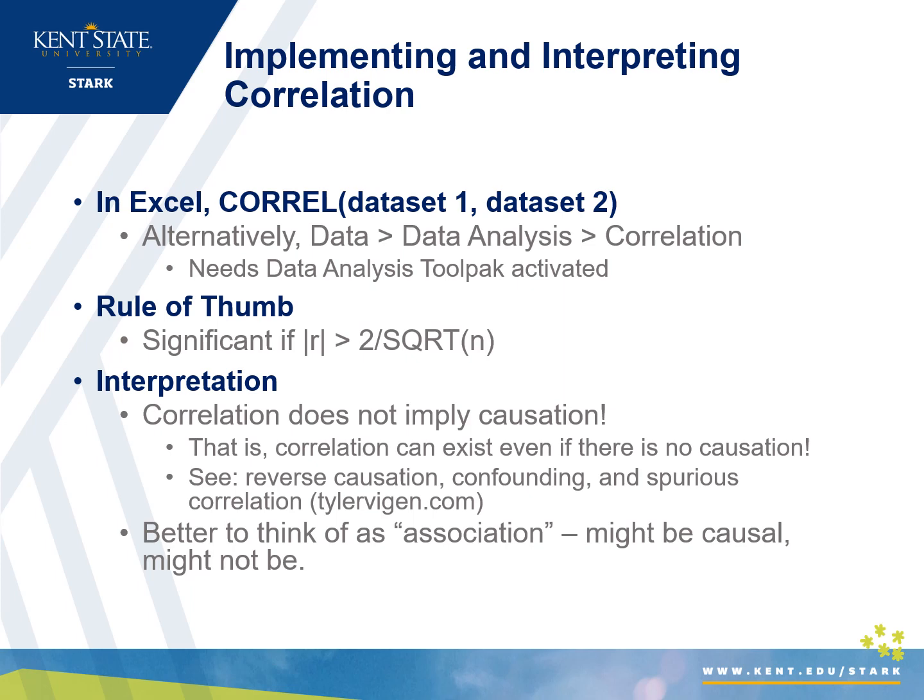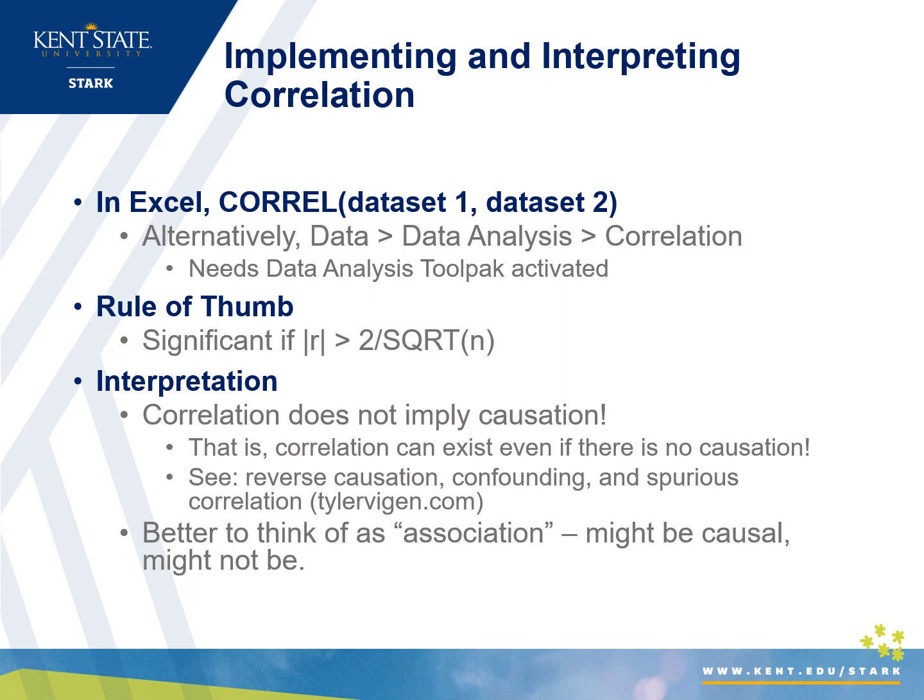So if you have 16 observations for x and y, then you'd need a correlation of at least 0.5, that's 2 divided by the square root of 16, or 2 divided by 4, to be considered statistically significant. This isn't as rigorous as the true tests for significance, but it will typically get the job done.